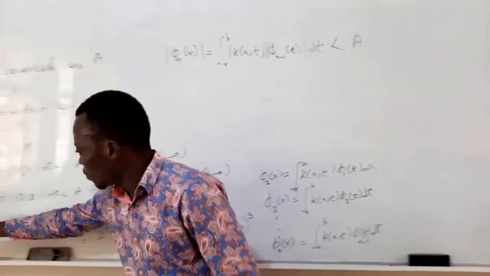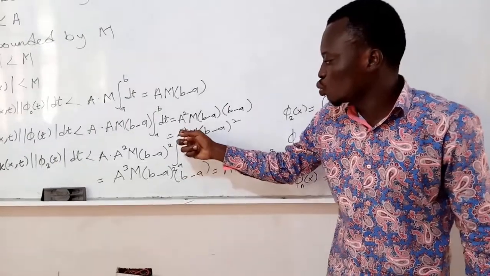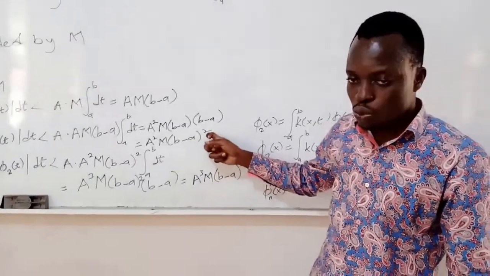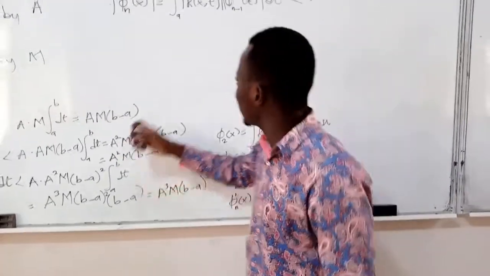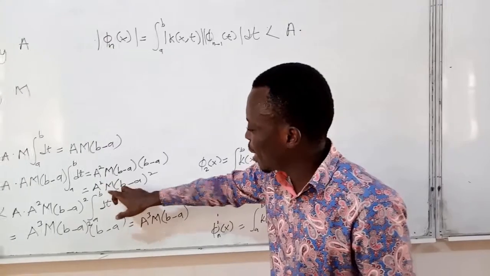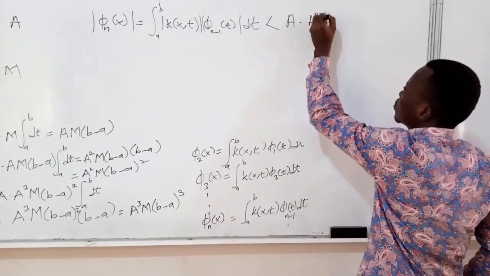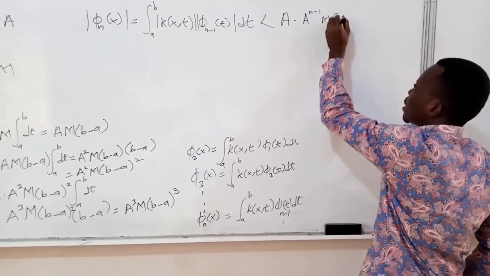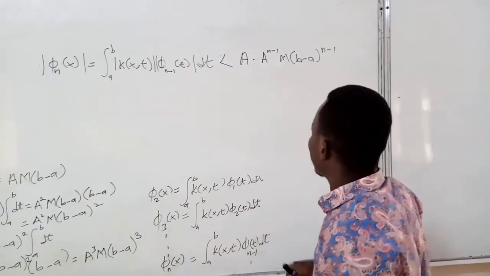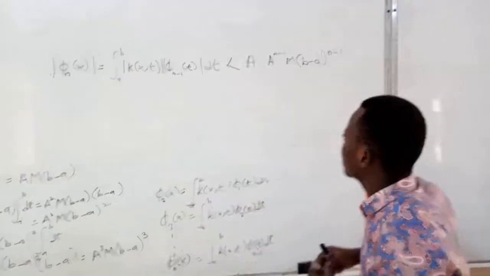If we check this side, we really see that when we are having phi 2 of s, we have a raised to the power 2, m, b minus a raised to the power 2. Then this implies that if here is n minus 1, we are going to have a raised to the power n minus 1, m, then b minus a raised to the power n minus 1, then the integral sign a to b dt.